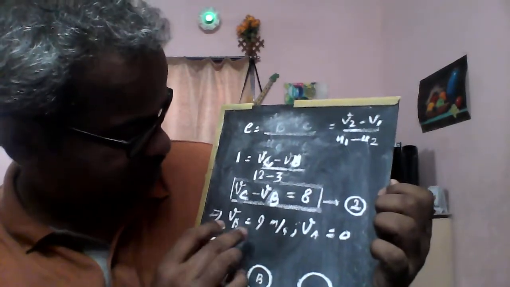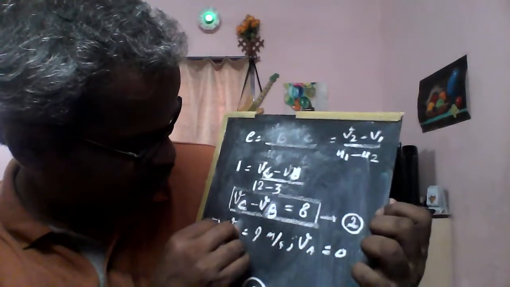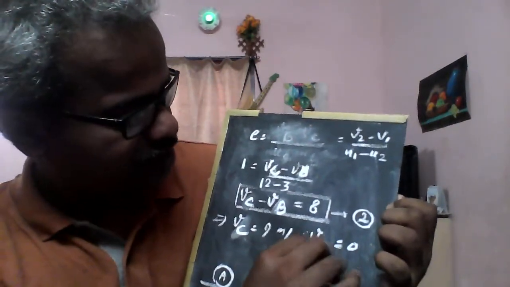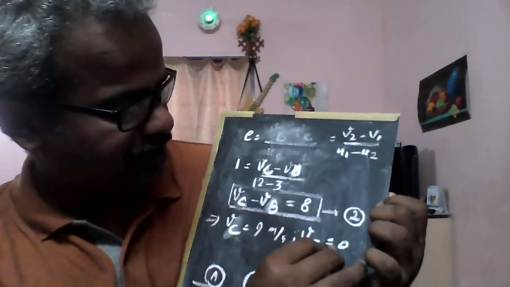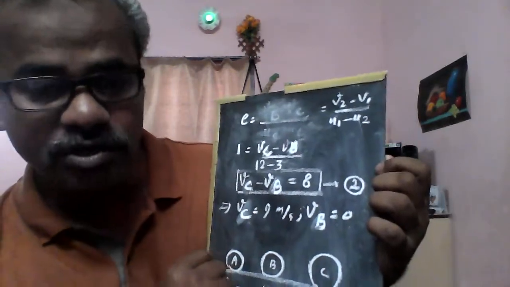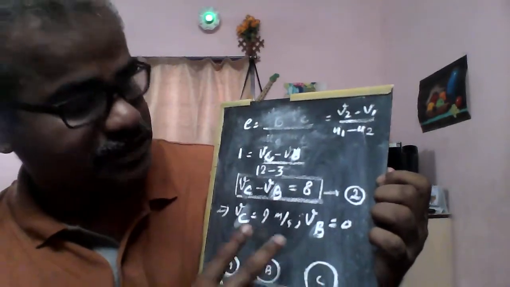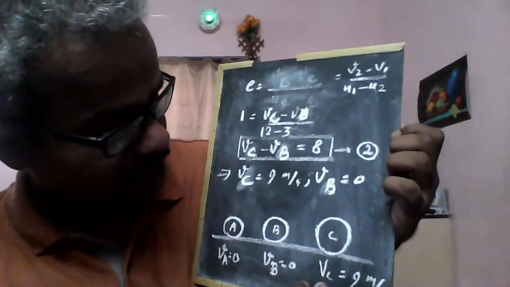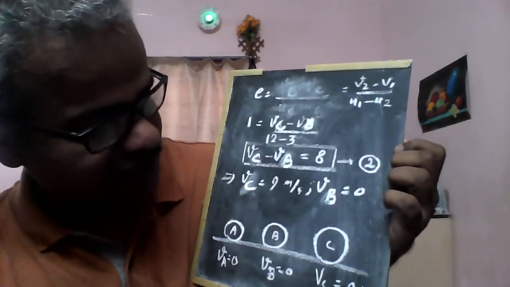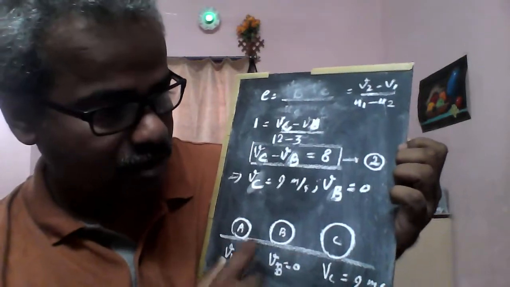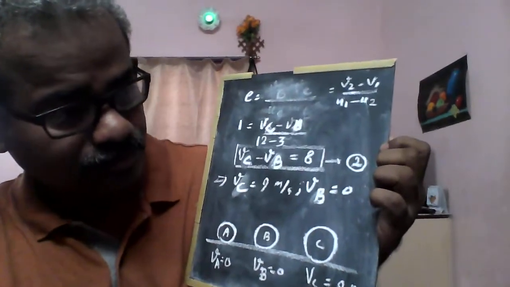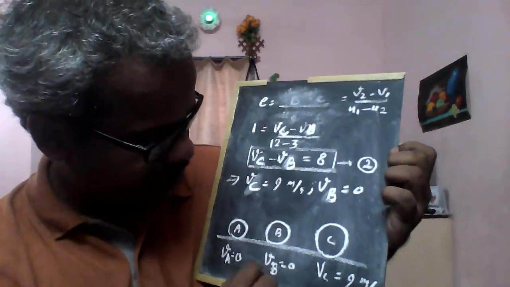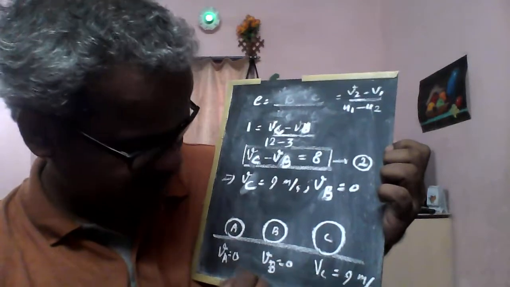By solving this one and the previous conservation of momentum equation, I will get VC equal to 9 meter per second and VB equal to 0. So here also the second body comes to rest. VB is equal to 0. And the third body moves with a velocity of 9 meter per second, keeping VB equal to 0 and VA equal to 0.